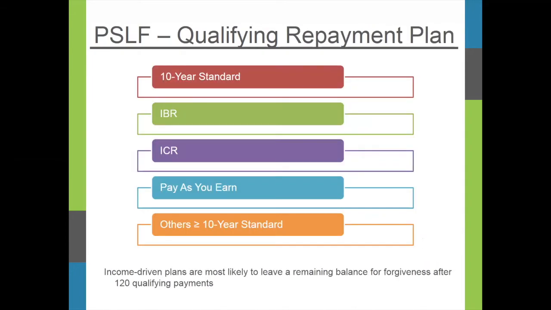Now, qualifying repayment plans. If we remember what we talked about last week, the 10-year standard qualifies, all of your income-driven plans, and anything with a 10-year stamp. So 10-year standard, income-based repayment, income contingent, and Pay As You Earn. All of those qualify under public service loan forgiveness.